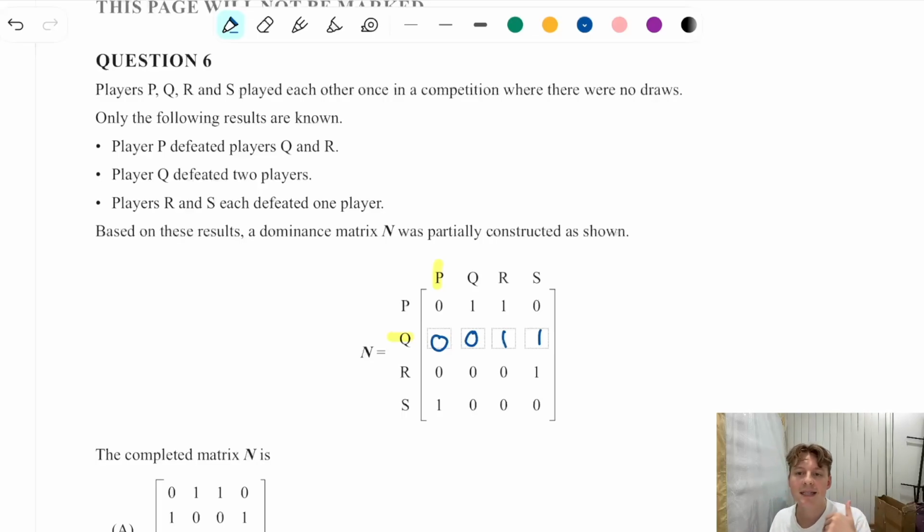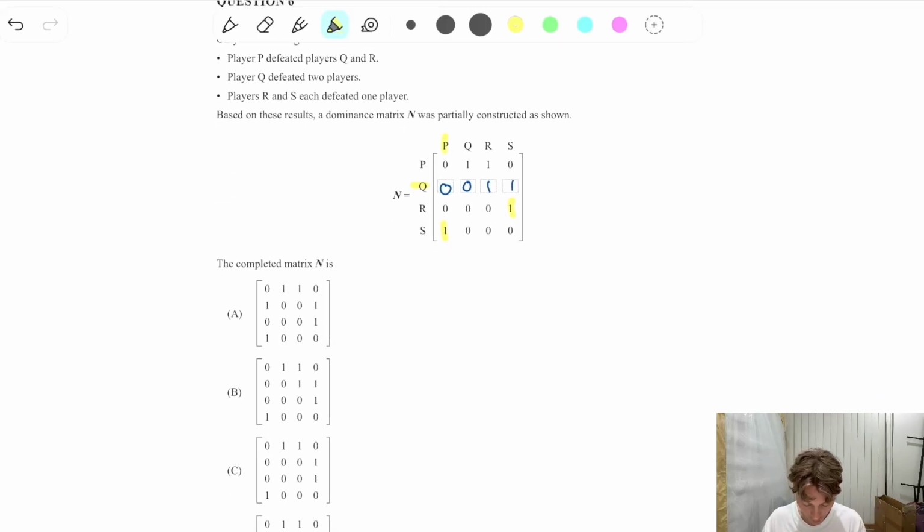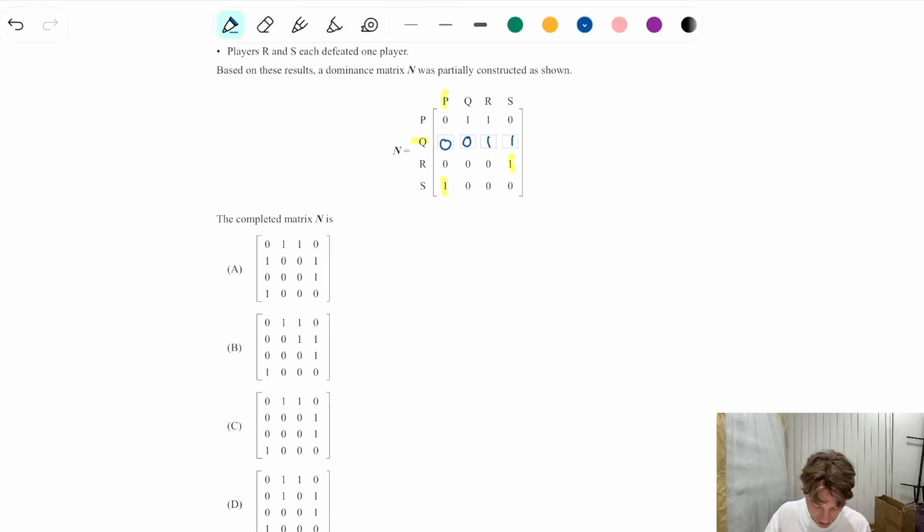Player R and S defeated 1 player each. I can see that R beat player S, which also makes sense that Q then beat player R, and S beat player P, so it also makes sense that Q beat player S. So therefore 0, 0, 1, 1 is correct, which means my completed matrix, if I look through my options here, is going to be B as well.